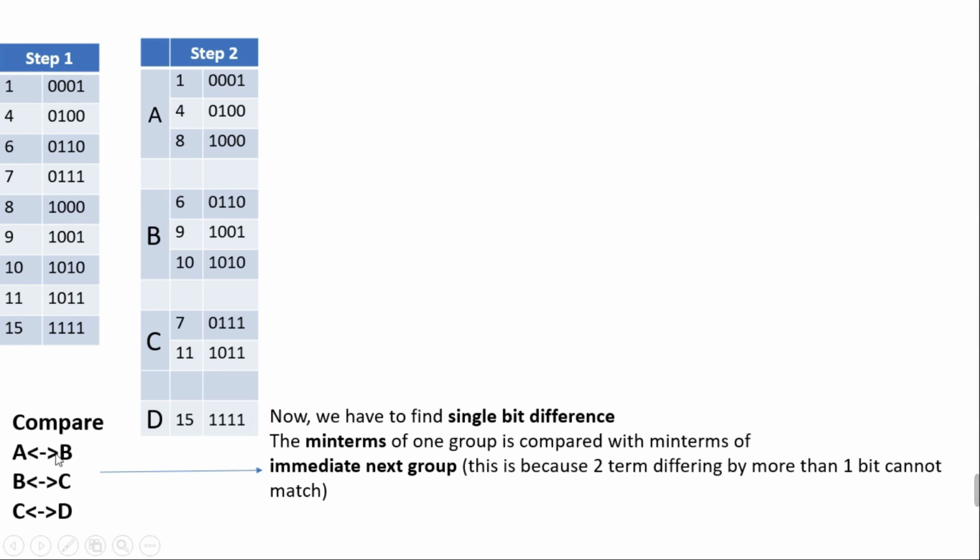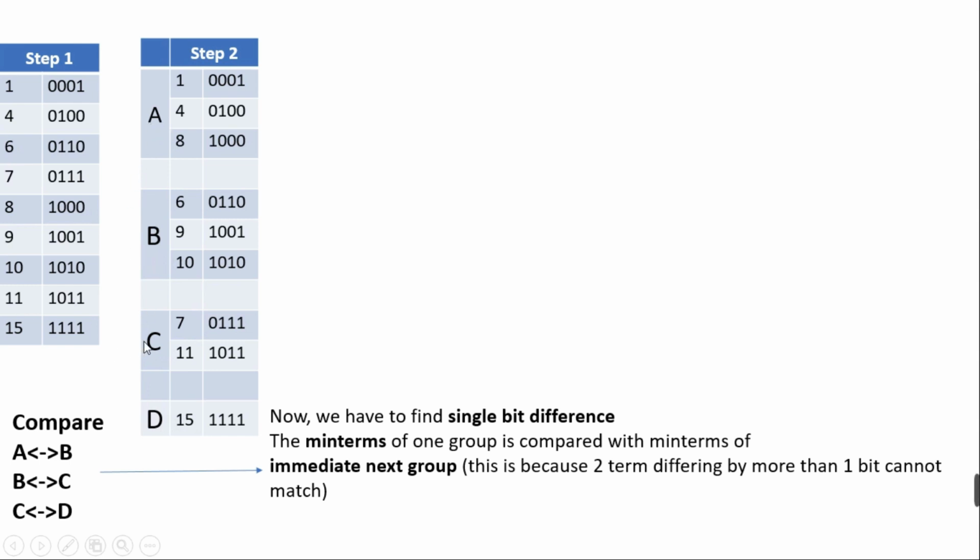We're going to compare A with B, group B with C, and group C with D. We're not going to compare A with C or A with D, because C and D are not the immediate next groups for A. And we're not going to compare B with D because D is not the immediate next group of B. We are only going to compare one group with its immediate next group.